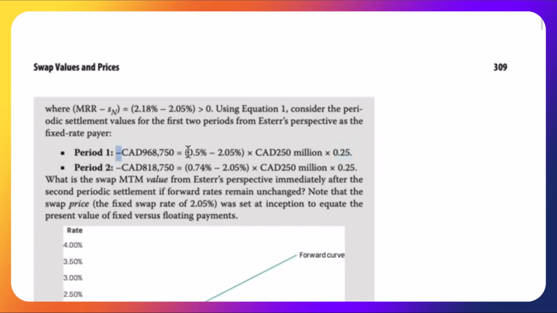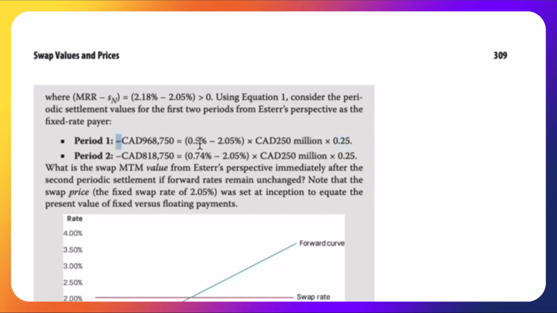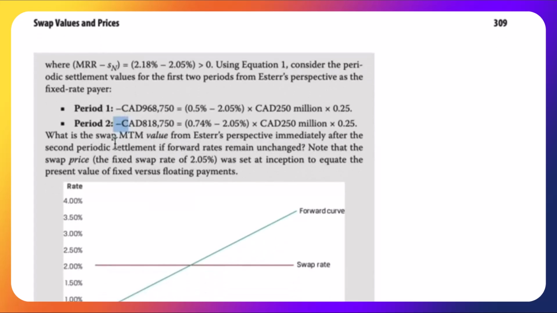We know we get a negative number because the floating rate minus the fixed rate, the term in brackets here, is going to be less than 0. The notional amount is always positive and time is always positive, so it's this term that determines whether the net payment is something we make or something we receive. Negative. We should see the same thing for the second period, right? There's your floating rate, 0.74. There's your fixed rate, 2.05. That's going to be negative 818,750.